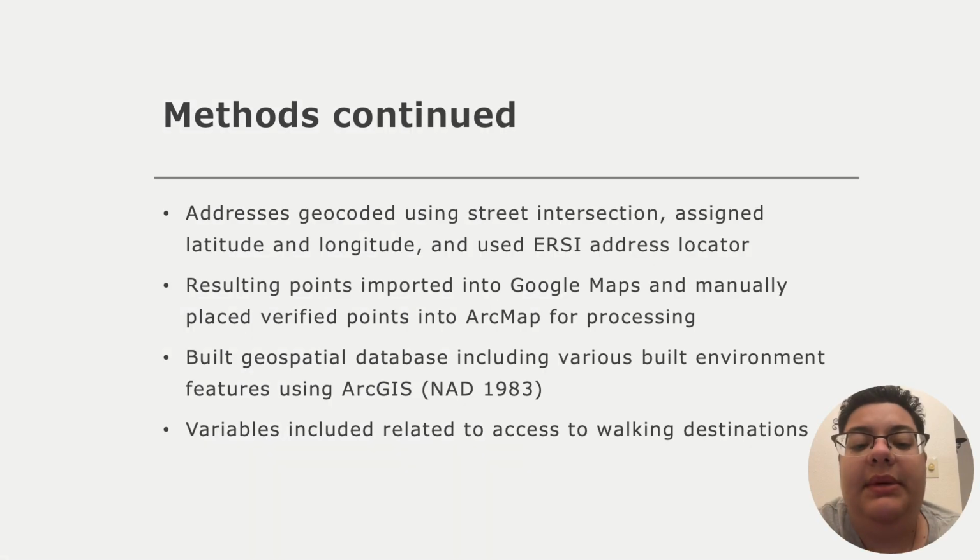To continue on with the methods, addresses were geocoded using street intersection, assigned latitude and longitude, and used Esri address locator. These results were imported into Google Maps, and the authors manually placed the verified points for processing into ArcMap. They also used NAD 1983 to include various built environment features into the ArcGIS geospatial database.